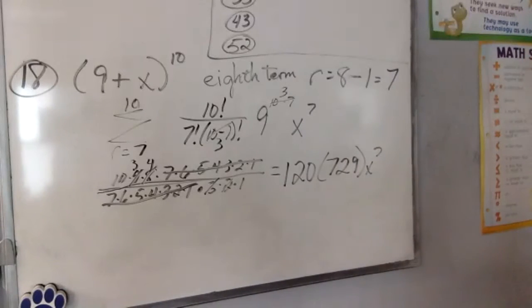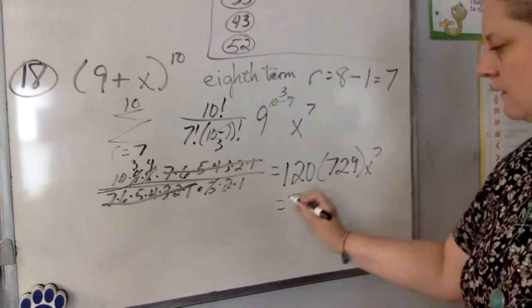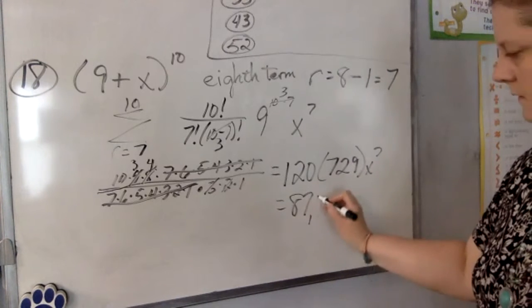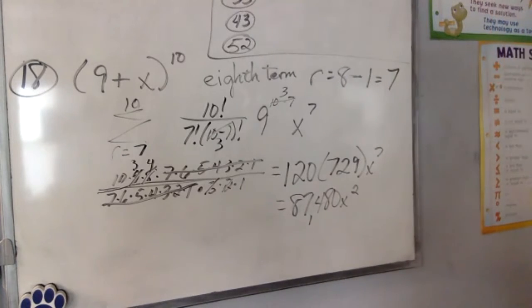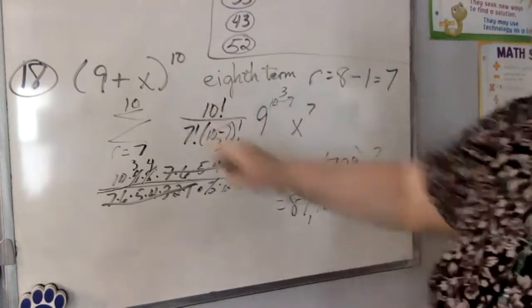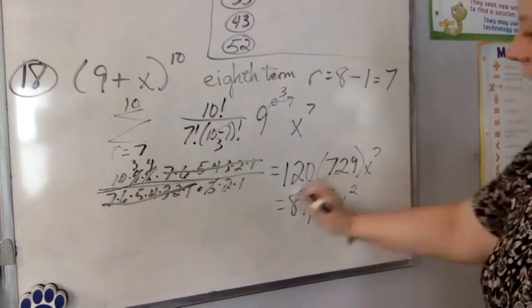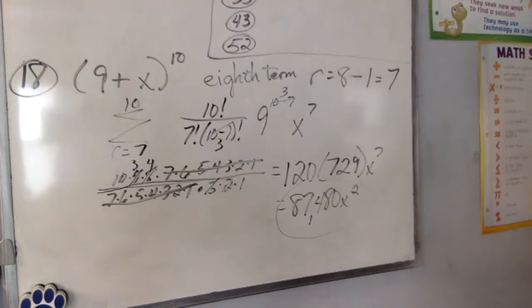So I multiply those two numbers together. 120 times 729. So the 8th term of this binomial expansion is that right there. You didn't have to do all the other part, you just had to find that one term.